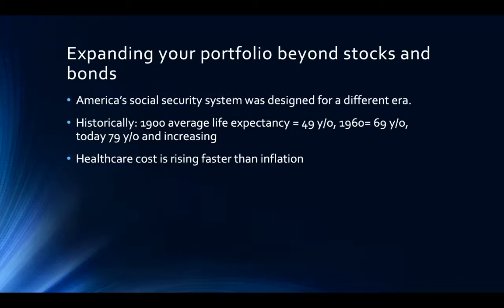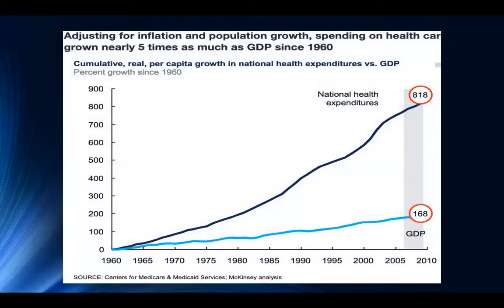Another thing that is noteworthy and why you would consider expanding your portfolio beyond stocks and bonds is because healthcare costs are rising faster than inflation. So when you get in your older years, having that passive cash flow and additional streams of income can help to supplement what Medicare or whatever other insurance you have may not pick up. So here's a chart. This chart demonstrates how quickly the cost of healthcare is outpacing inflation.